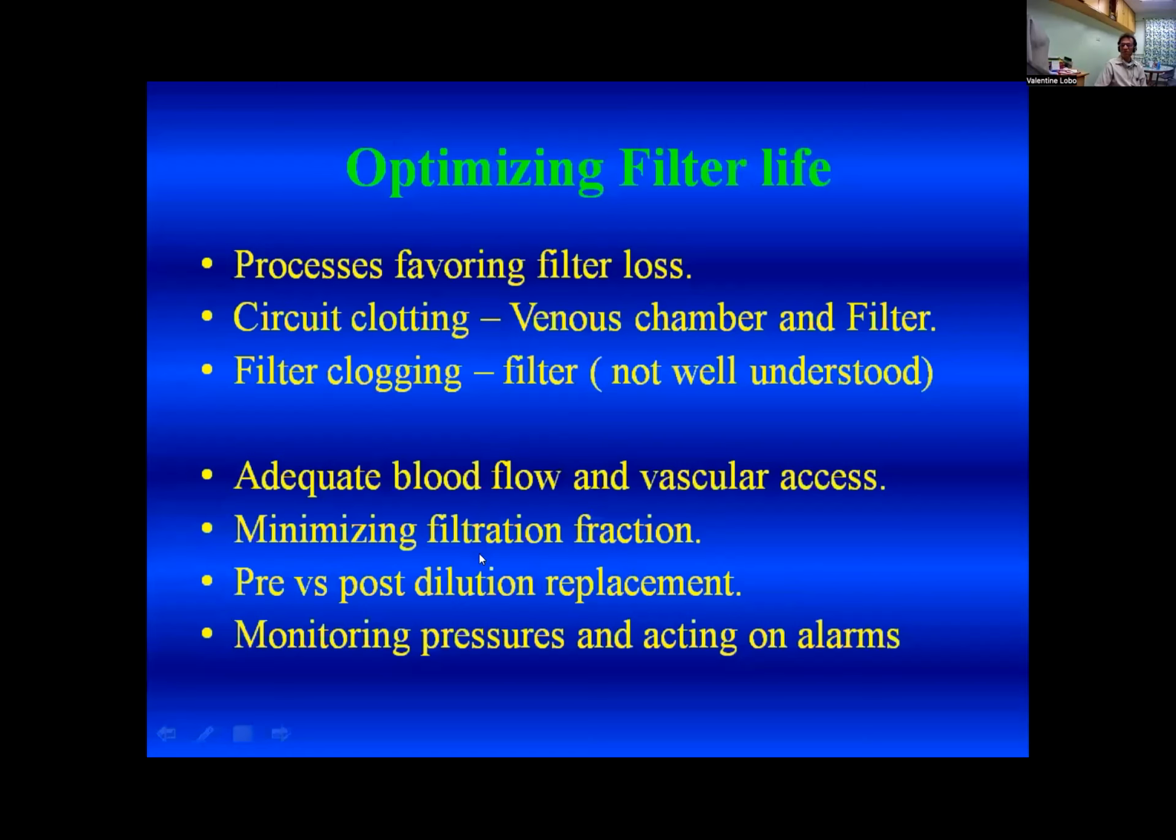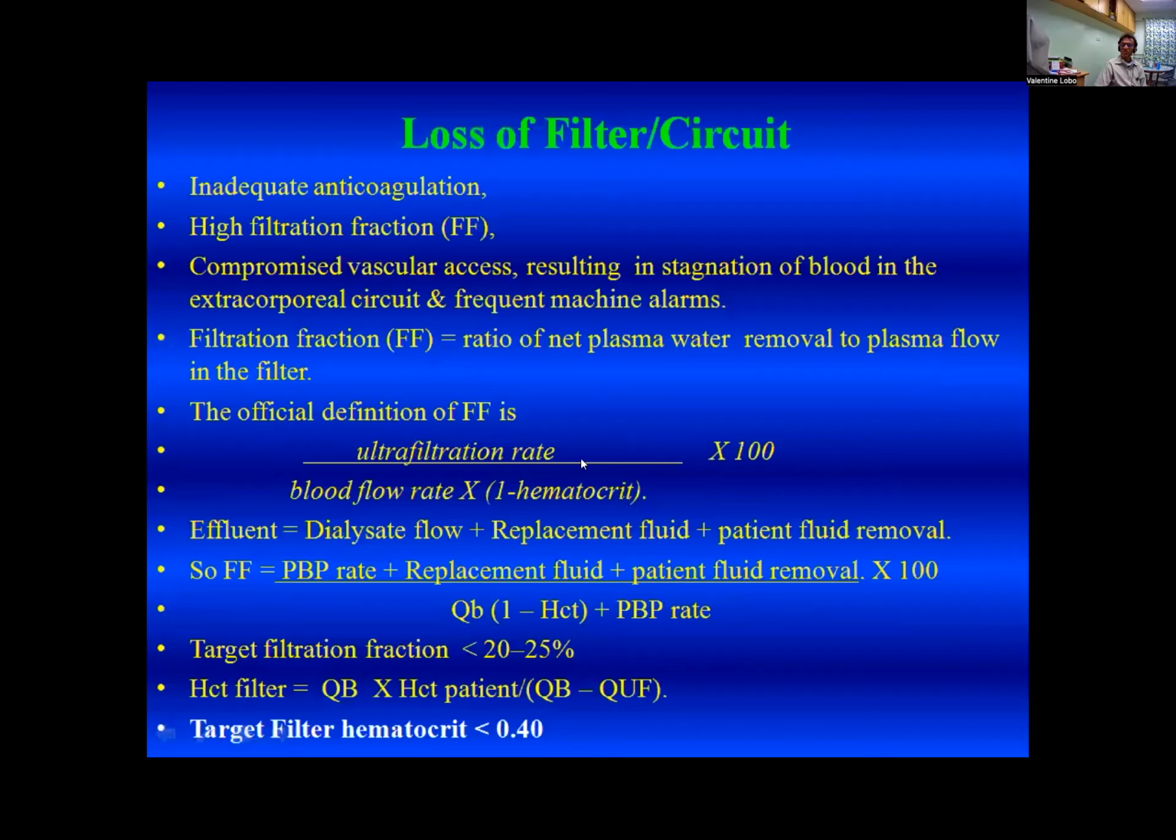Adequate blood flow and vascular access, as I mentioned earlier. And then we need to minimize our filtration fraction. The official definition of the filtration fraction is the ultrafiltration rate divided by blood flow rate into 1 minus hematocrit, and it needs to be targeted to less than 20 to 25%.